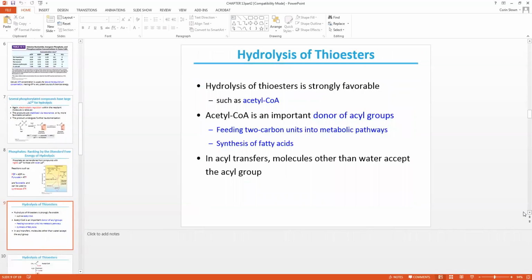And again, we can also talk about that in terms of the hydrolysis of thioesters, which is strongly favorable. For example, something like acetyl-CoA. So acetyl-CoA is an important donor of acyl groups. It is feeding 2 carbon units into metabolic pathways, and it's used in the synthesis of fatty acids. So in acyl transfers, molecules other than water are typically what accept the acyl group.